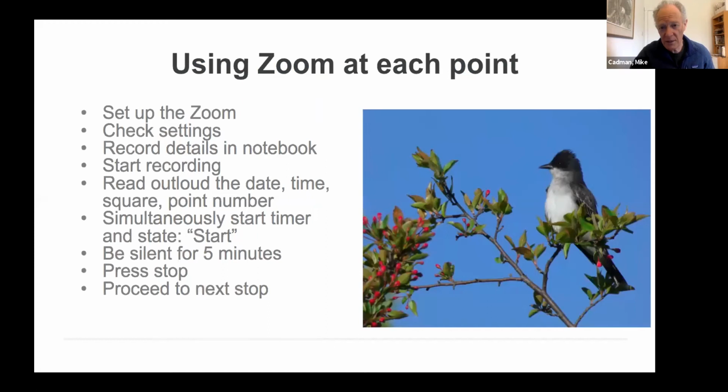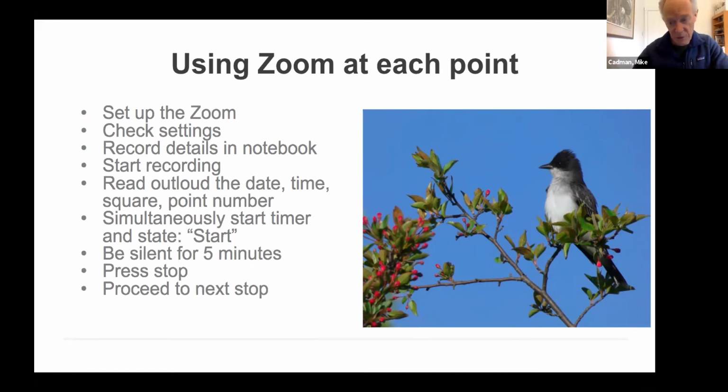So if you are using a Zoom unit at a point, you just basically go out, you set up the Zoom, make sure that the settings are correct. You write down in your notebook the date, the time, the square number, and the point number, and then you start the recording. And then you read out loud the date, the time, the square, and the point number. And so that's on the recording as a permanent record. And then you start the timer and you start your recording. It runs for 5 minutes. You get a beep to tell you your 5 minutes is up, or actually you'll need a 3-minute and a final 2-minute beep. And then you just press stop and you go on to the next.